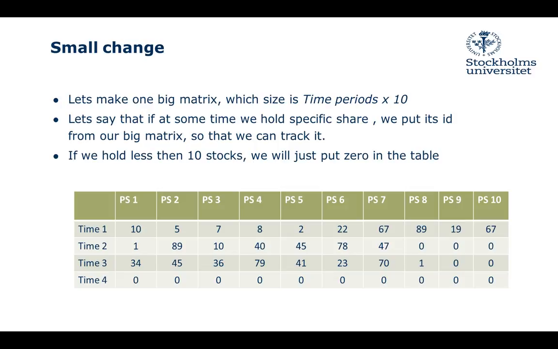So let's say time period 1, we hold stock which has ID number 10, and for example at time 4 we do not hold any stocks at all, and at time 3 we had only 8 stocks.